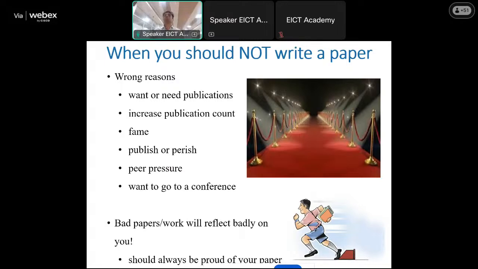Fame. Of course, fame should be an outcome. It should be a fruit of your publication. It is not your objective. Okay. Publish or perish. Peer pressure and wanting to go to a conference.